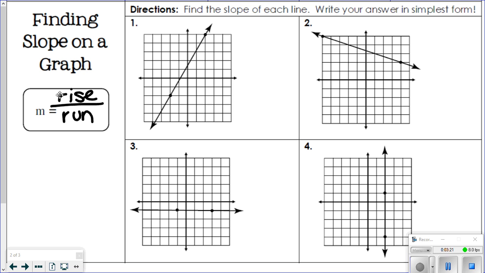Hopefully you can see there are 2 black dots on each line. So if you can't see, there's one right there, there's one right there. So go ahead, draw on your stair step if you need that to help you.